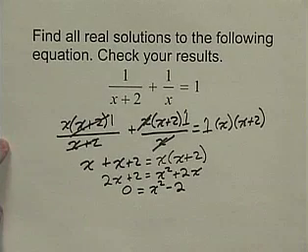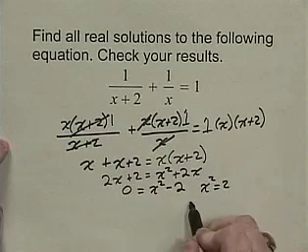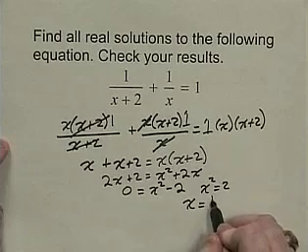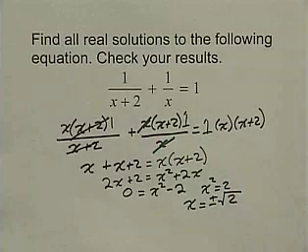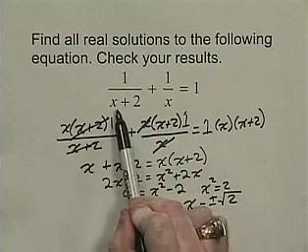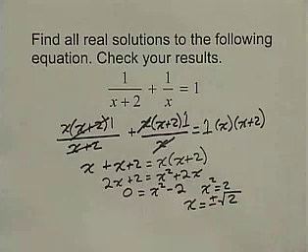Well, x squared minus 2 equals 0. We can just say that x squared is equal to 2, so x is equal to plus or minus the square root of 2. So to check your result, you take positive square root of 2 and negative square root of 2 and plug it in for x. So 1 over square root of 2 plus 2 plus 1 over the square root of 2 is equal to 1. Go ahead and plug it in and check it out, and you'll see that it's right.